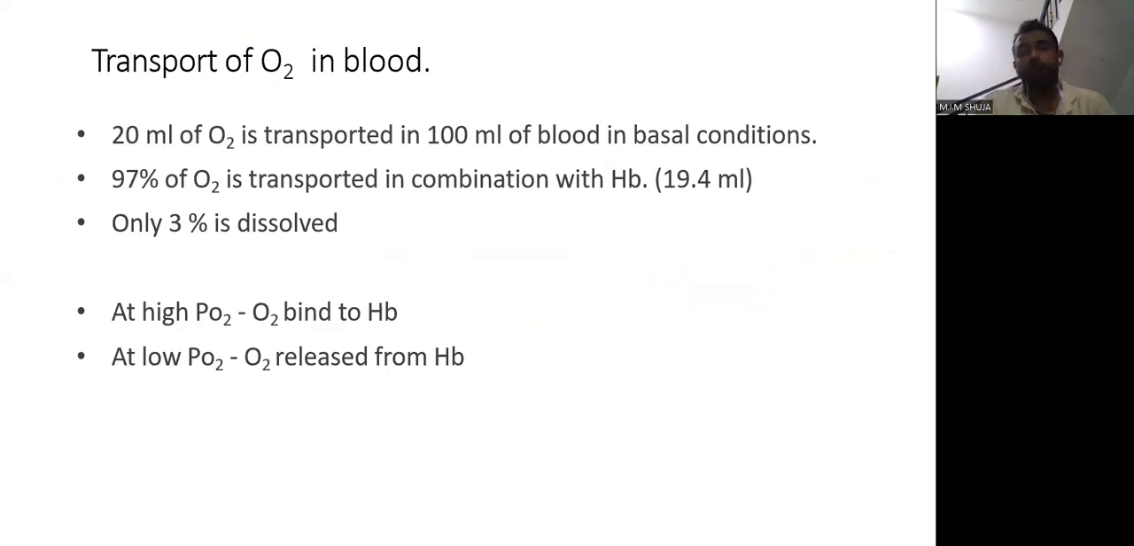The transport of oxygen in blood. Each 100 milliliter of blood transports 20 milliliter of oxygen. 97% of oxygen is transported combined with hemoglobin. The rest, 3%, is dissolved. At high partial pressure of oxygen, oxygen binds more to hemoglobin. At low partial pressure of oxygen, oxygen is released from hemoglobin.